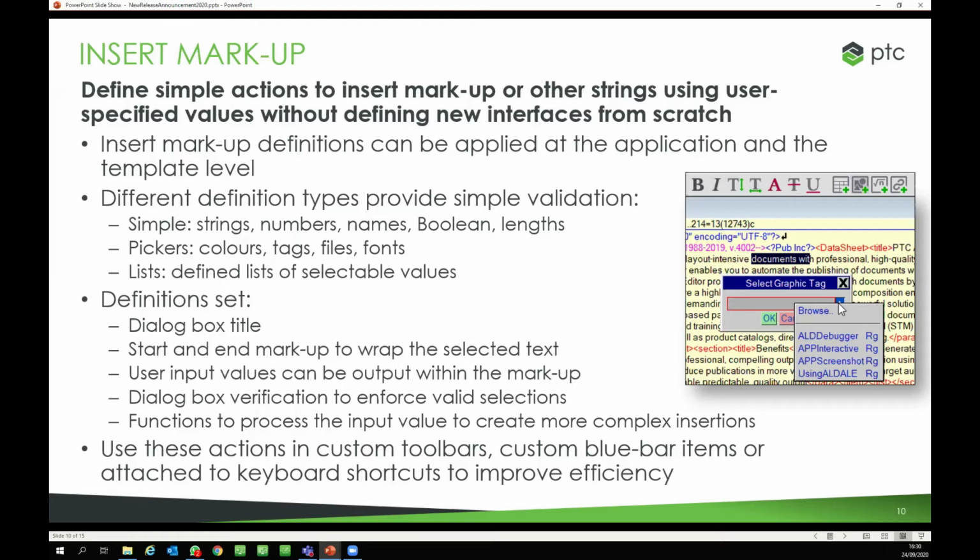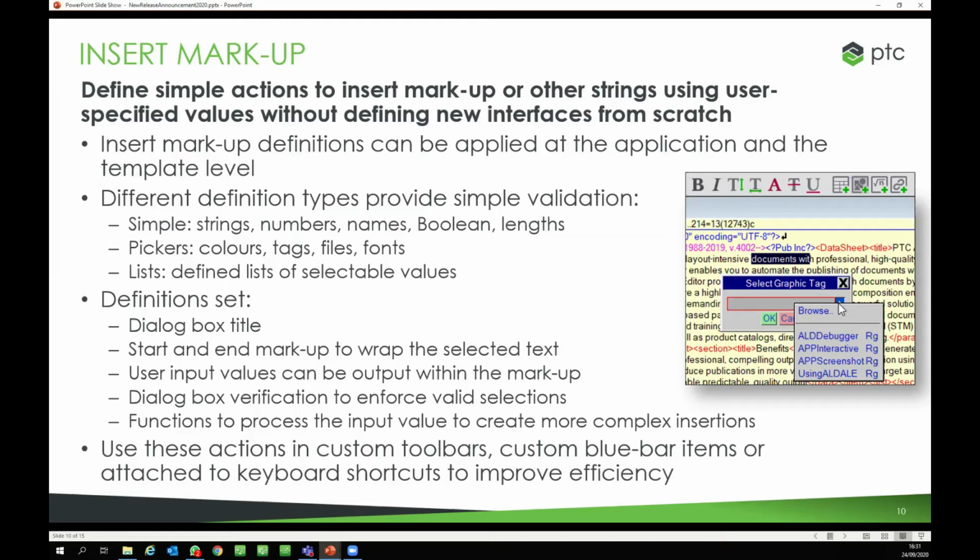So you can choose from a bunch of different input fields. You can have strings, numbers, simple names, you can have a Boolean, you can have lengths. These are automatically validated by APP's dialog box validation code. You can choose to have a bunch of different pickers, so you can have file pickers, tag pickers, color pickers, and font pickers. Again, those use the baked-in APP dialog box things for those types of pickers, or you can have some user-defined lists.